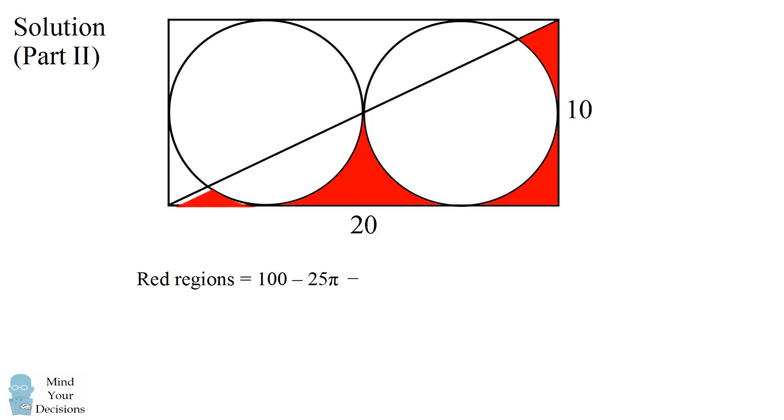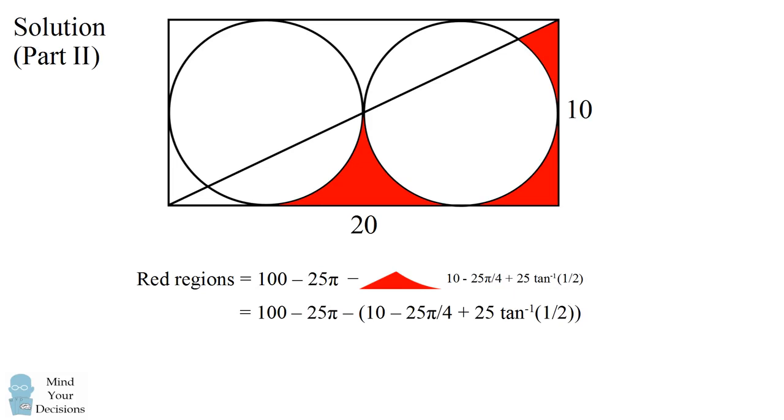In our second problem, we want to remove this one piece in the lower left-hand corner, which we just solved for. So we can substitute that in our formula and then simplify to get the area of these red regions is 90 minus 18.75 pi minus 25 times the inverse tangent of 1/2. And this is approximately 19.504.